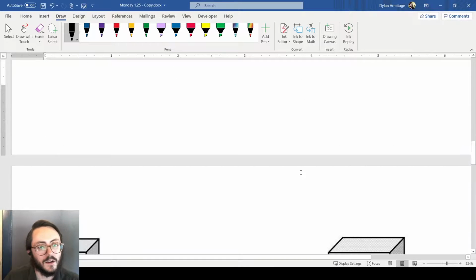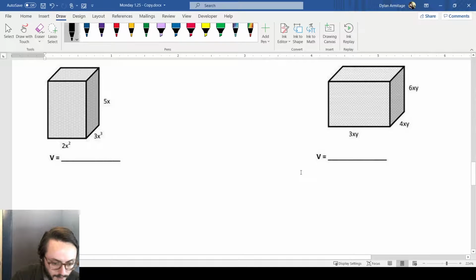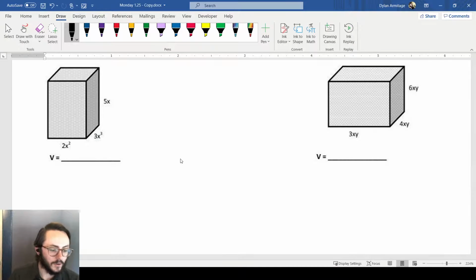Okay, for volume, sorry if they're on a separate page. So for volume, we are multiplying together all three sides. This one, 2x squared, times 3x cubed, times 5x. Okay, so that means 2 times 3 is 6, times 5 is 30. And x squared times x cubed is x to the 5th, times x to the 6th.